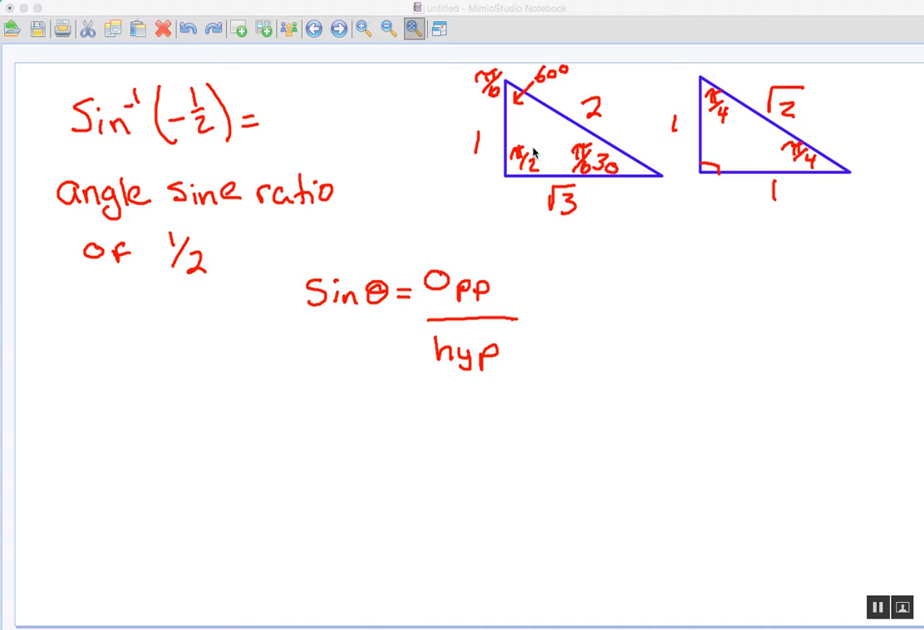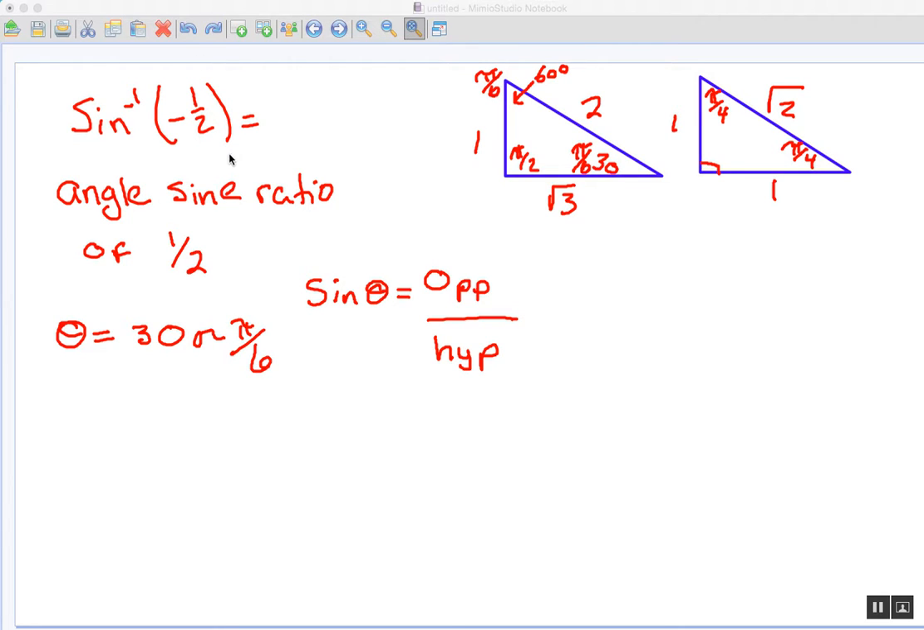So I'm going to go over here and say which one has an opposite of 1. So opposite 1 is 30 and hypotenuse of 2. So sine of 30 is equal to 1 over 2. So we know that the reference angle we're dealing with is 30. But that's not our answer, or in radians, sorry, pi over 6.